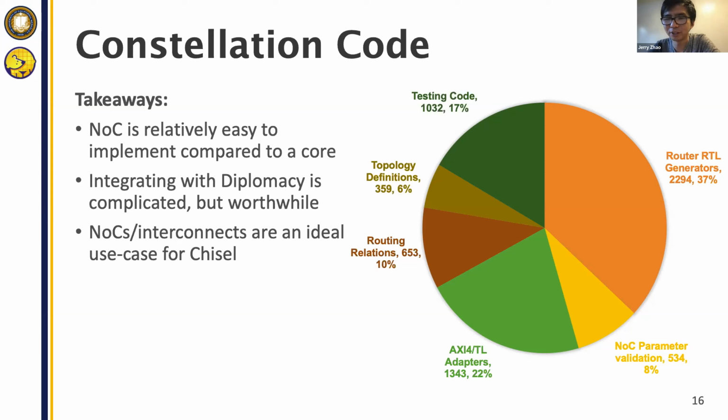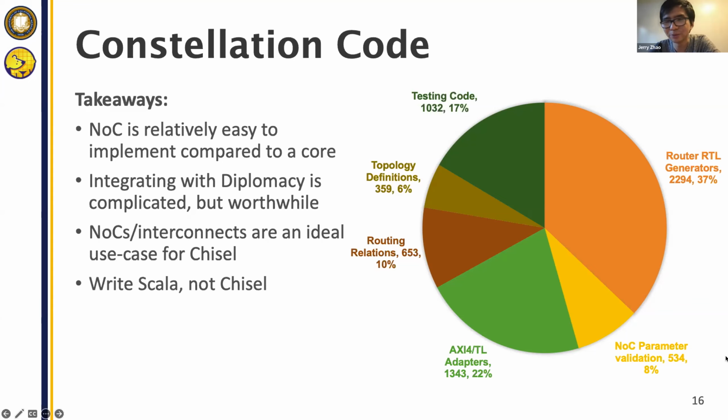You can see the pie chart on the right breaks down lines of code of various components of Constellation. Only a relatively small portion of Constellation, like 30% or so, is the actual RTL for the Chisel generators. Everything else is the Scala for the configurations, the parameter validation, and a lot of code for the diplomacy adapters, of course. Because NoCs need to be specialized for a given target SoC, and yet have a very large yet well-defined design space, I think NoCs are a really good demonstrative use case of Chisel, demonstrating the usefulness of having very flexible parameterization of these generators.